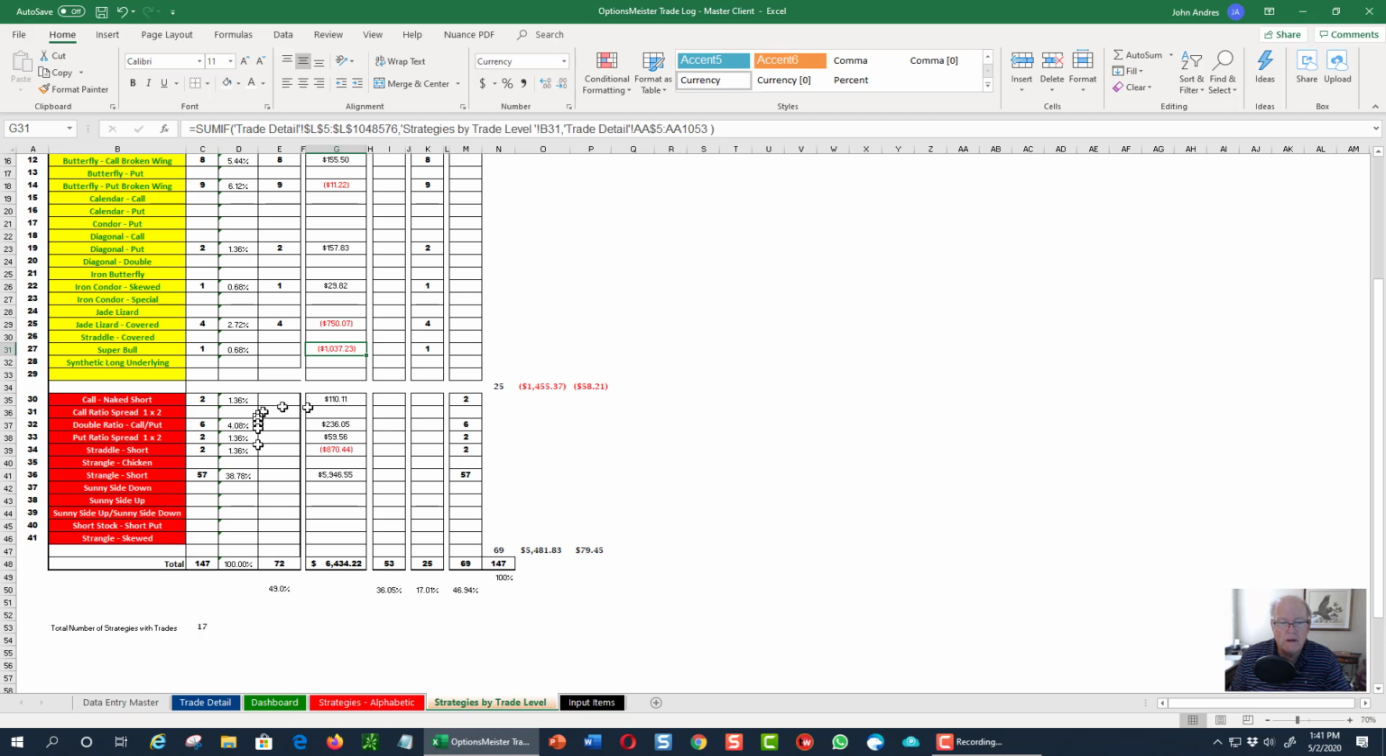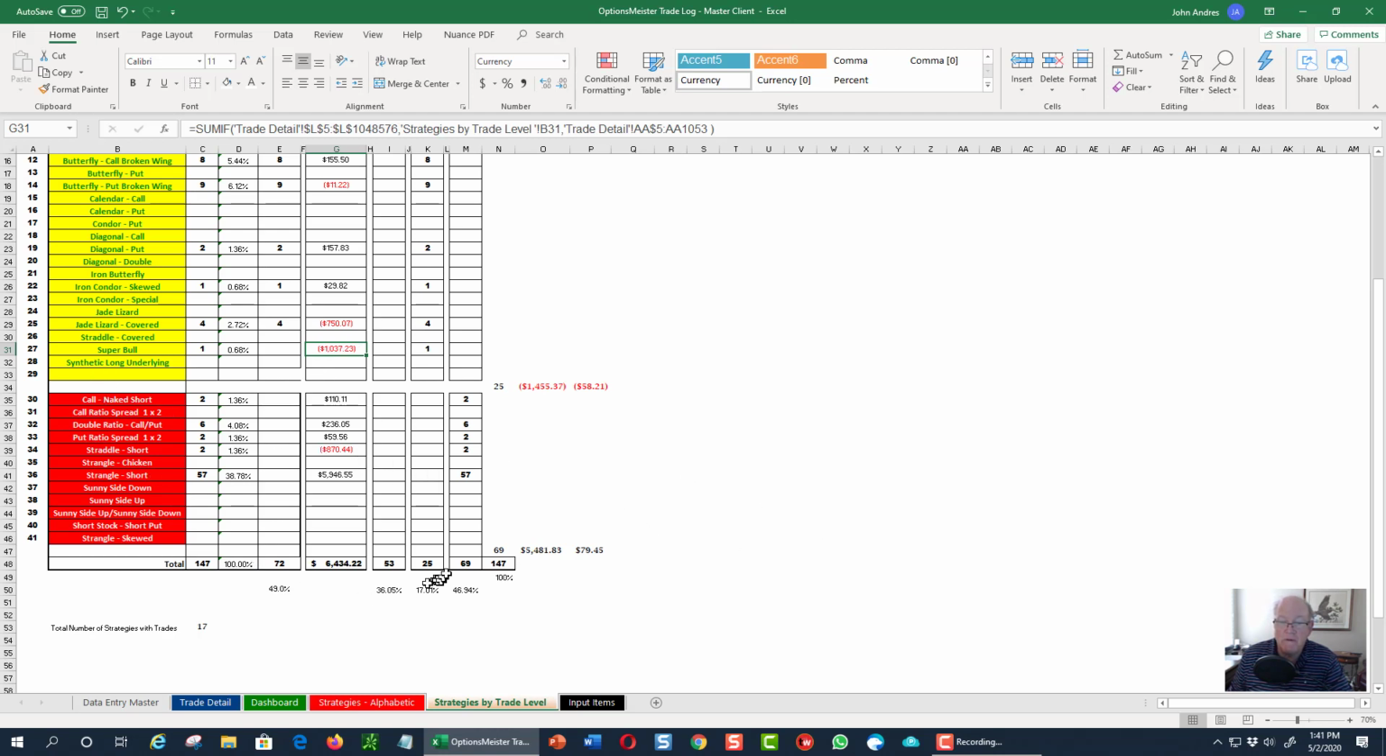And then finally, in this lower level down here, you'll see the different strategies I've done. Out to the right, I subtotal each area, like the yellow, which are the intermediate trade level 2 strategies. I've done 25 of those, and they've been losers so far as a result of these 2 big hits I've taken.